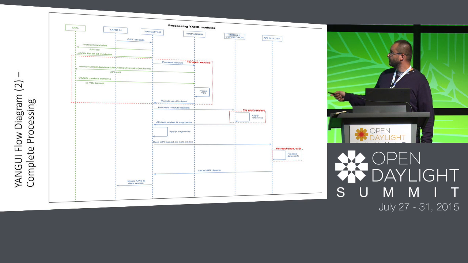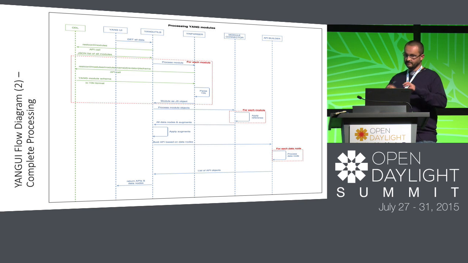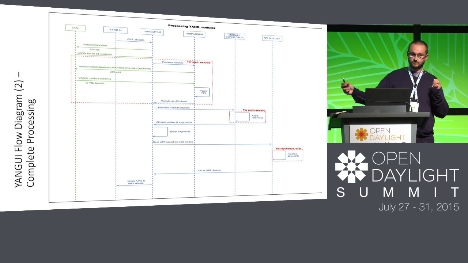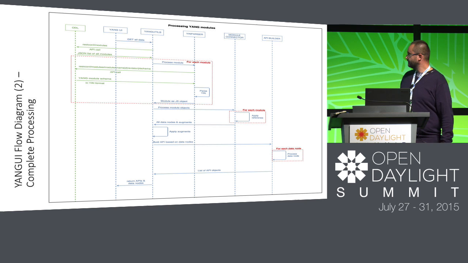And for each module, we apply references like groupings, apply augments, and when we have all this data, we send them to the API builder and build the whole path to the exact node.